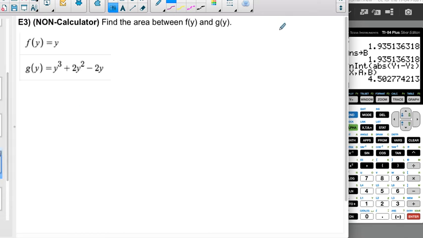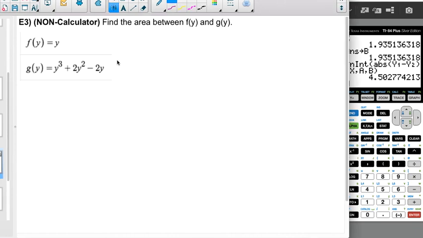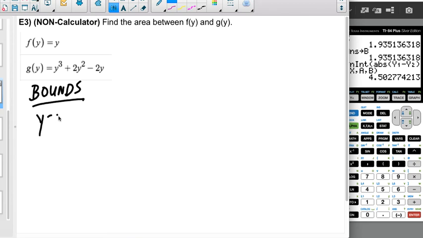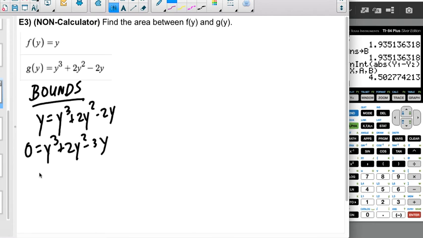All right, so let's do a non-calculator, right? Yay, and I meant that sarcastically. So a non-calculator in terms of y. This is the same example as the first two we did, really, it's just in terms of y instead. So I have to find the bounds first, right? Which is going to mean that I set y equal to y cubed plus 2y squared minus 2y. 0 equals y cubed plus 2y squared minus 3y. And now I factor, and I'm going to get that this is another nice, happy quadratic trinomial.